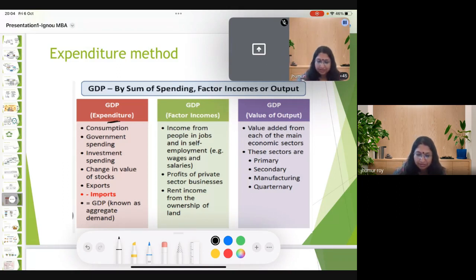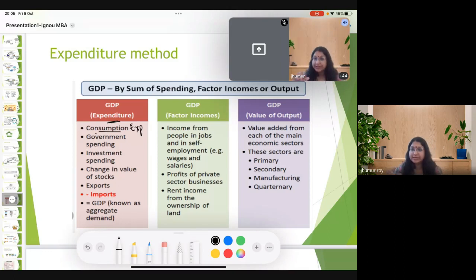Now, in this method, first we will take consumption, where we are saying what the people are spending. Like, you are going to the market, you are buying vegetables, you are buying fruits, you are buying clothes, you are buying things to decorate your house, you are buying a car, you are buying a house, you are getting so many things. That is consumption expenditure. So this is the first sector where we talk about consumption expenditure.